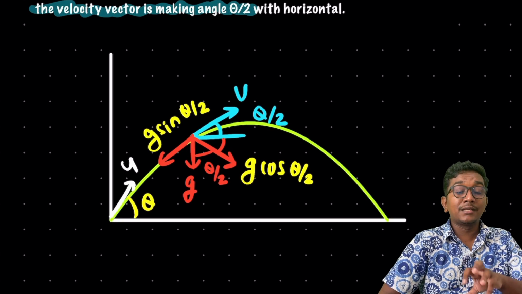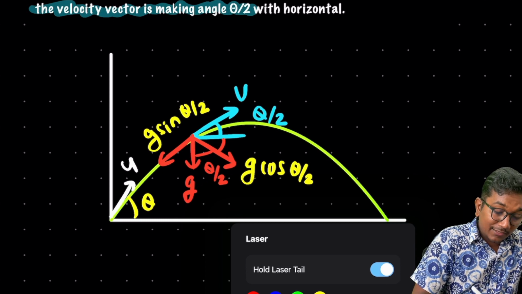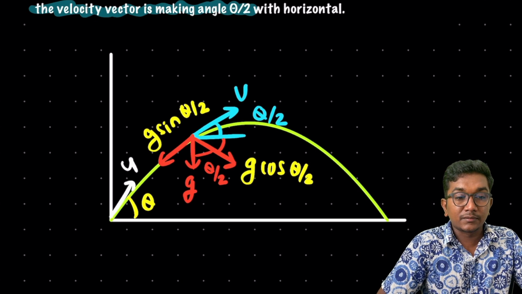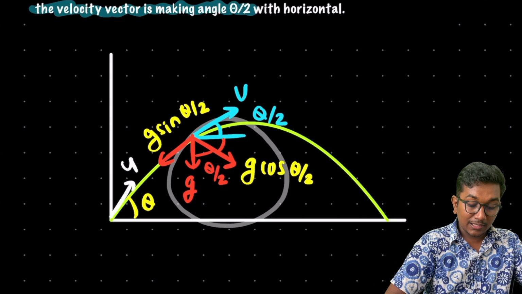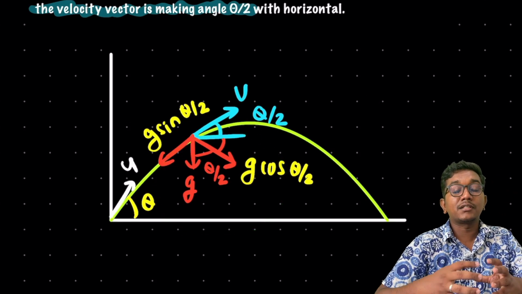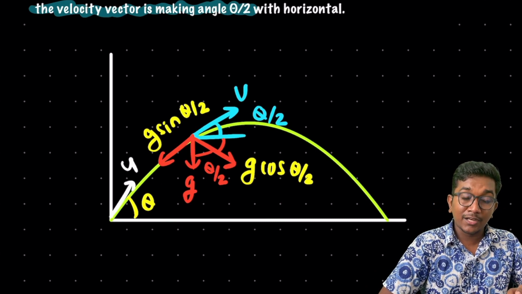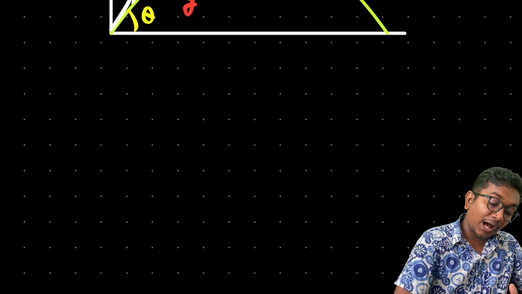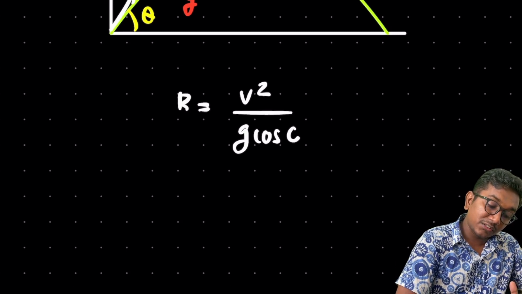So one thing is very clear. Here, you can see g and v. Look at this. G cos theta by 2 and v are perpendicular to each other. So at this point, they make a circle, and that circle is fundamentally the idea. From that circle, you can get the radius of curvature. We already discussed that velocity square divided by radial acceleration is the radius of curvature. So R is equal to v square divided by g cos theta by 2.